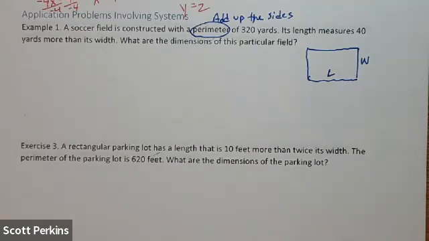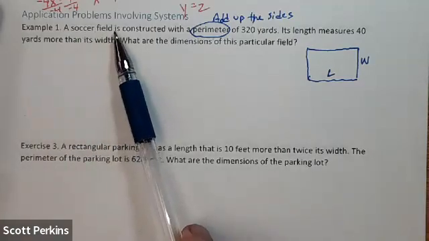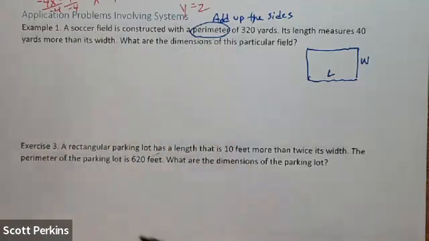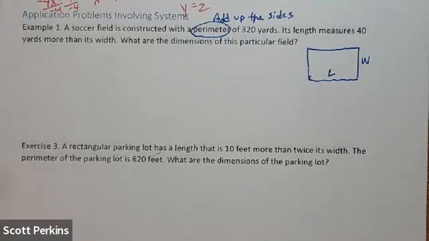Let's go back to the first sentence. A soccer field is constructed with a perimeter of 320 yards. Somebody propose to me, give me a hypothesis. What do you think the equation is that represents the perimeter is 320 yards?